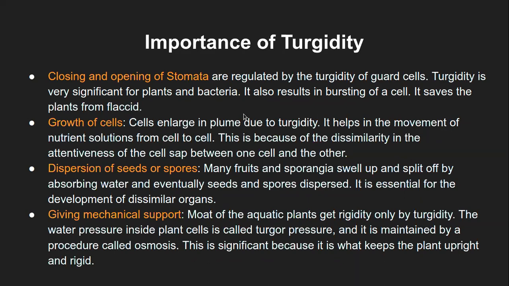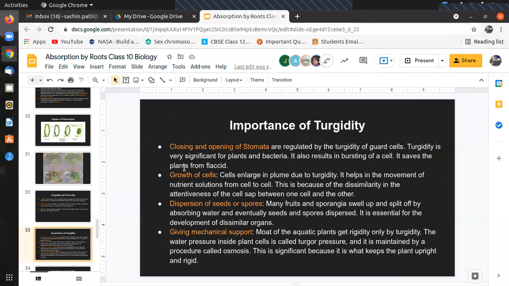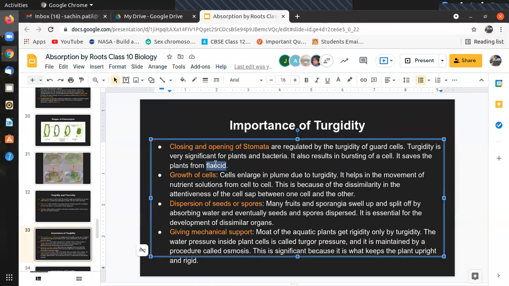Turgidity is also very significant for plants as well as bacteria. It results in bursting of the cell. It saves the plants from infection. It's not from the flaccid. It saves the plant from infection.